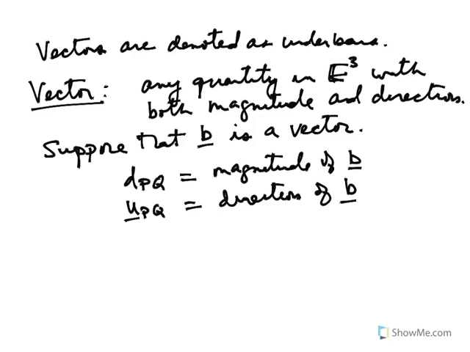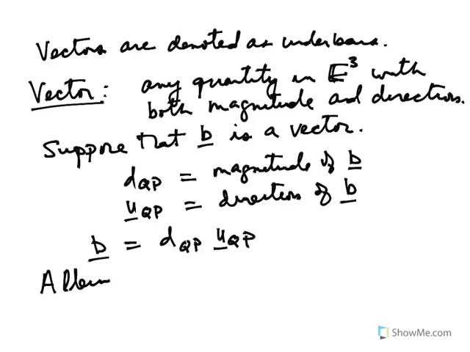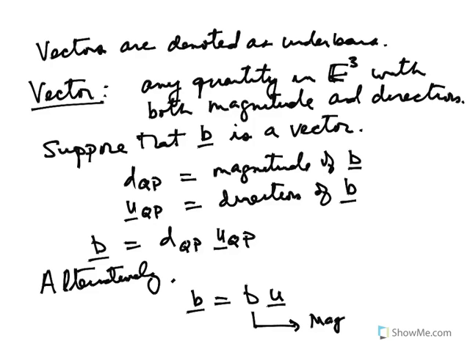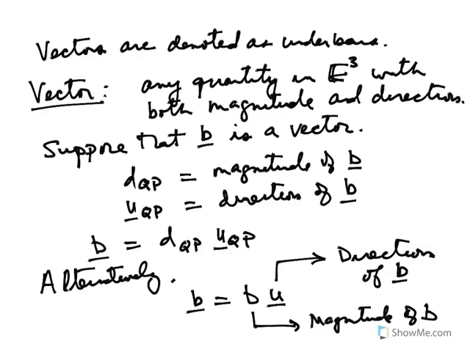So what we'll do is simplify this a little bit, but B can be written as, sorry, I used QP, so let me flip these: dQP times UQP. But in order to make this a little simpler, rather than writing all that, alternatively we could write B is equal to some scalar B times U, where the scalar B is the magnitude of B, and this quantity U is the direction of B. So a vector has a magnitude and a direction.